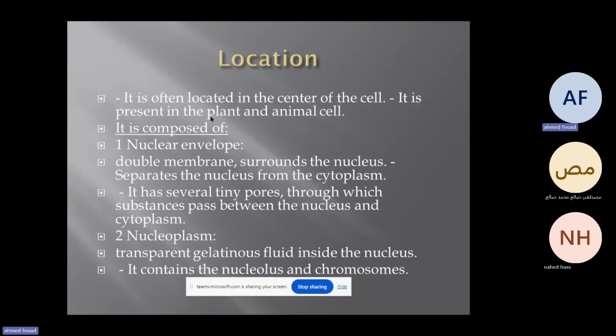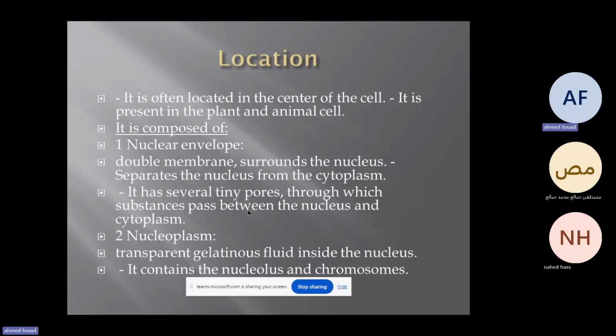It has a nuclear envelope, a double thin membrane that surrounds the nucleus content from the cytoplasm. It has tiny pores through which substances pass between the nucleus and the cytoplasm. So the nuclear envelope contains tiny pores to allow substances to pass from the nucleus to the cytoplasm, like the RNA as we mentioned before.